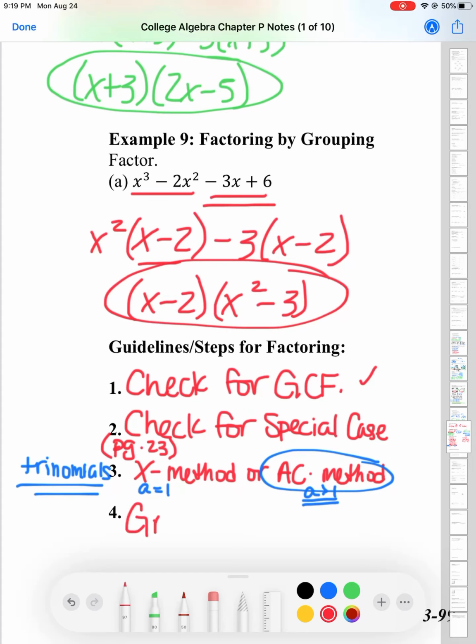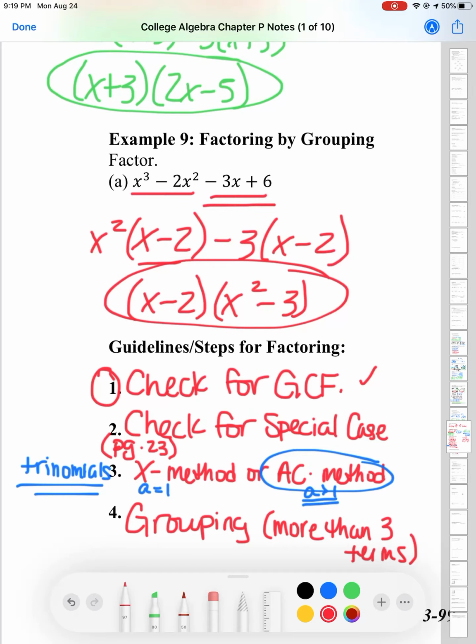Finally, for step 4, we're going to factor by grouping only if more than 3 terms. So if you have more than 3 terms, you need to factor by grouping after you check for GCF. GCF always comes first.